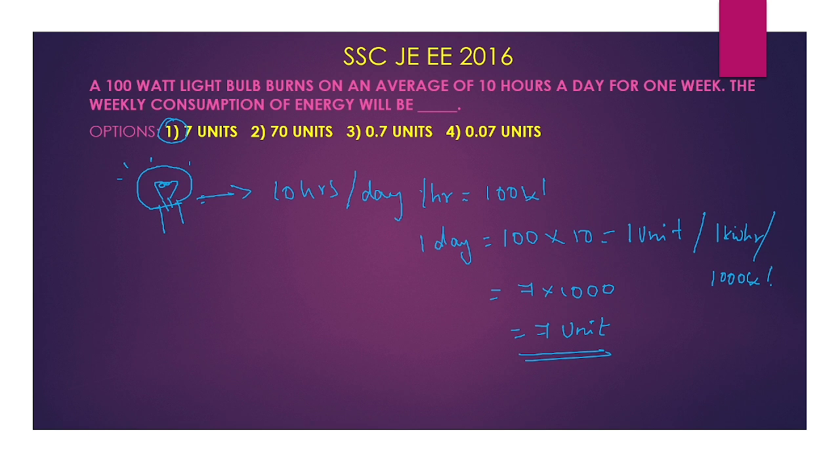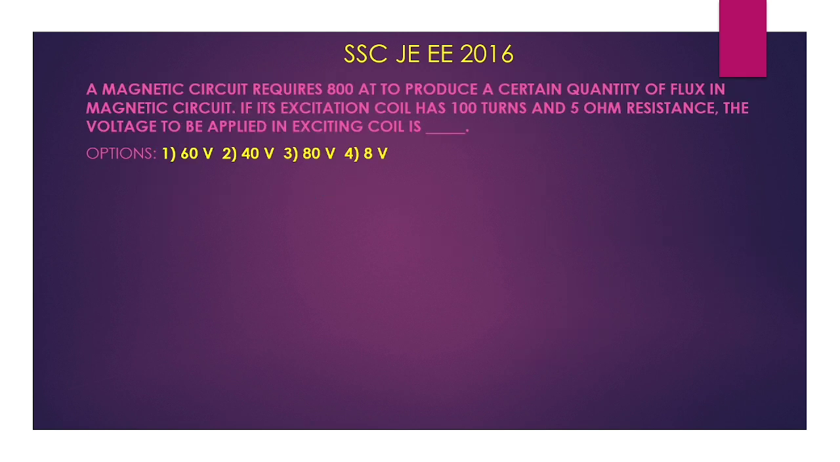Okay friends, now let us solve the final problem. A magnetic circuit requires 800 ampere turns to produce a certain quantity of flux in a magnetic circuit. If its excitation coil has 100 turns and 5 ohm resistance, the voltage applied in the exciting coil is dash. I am once again reading the question. Okay, this is the question.